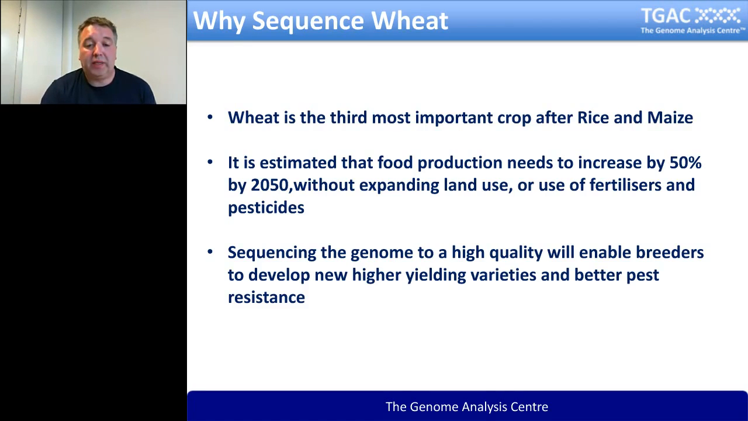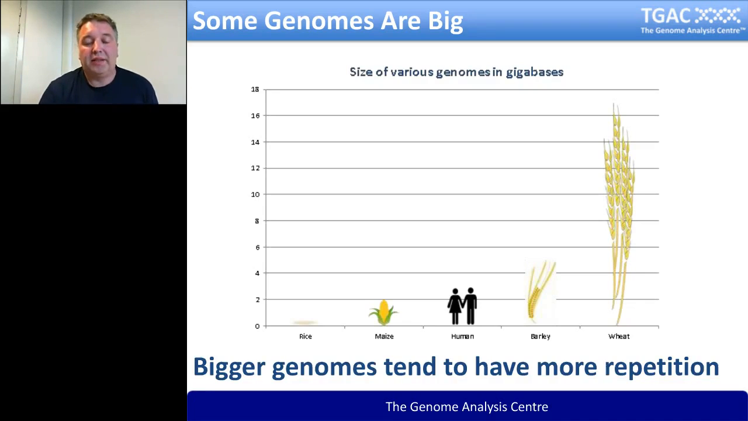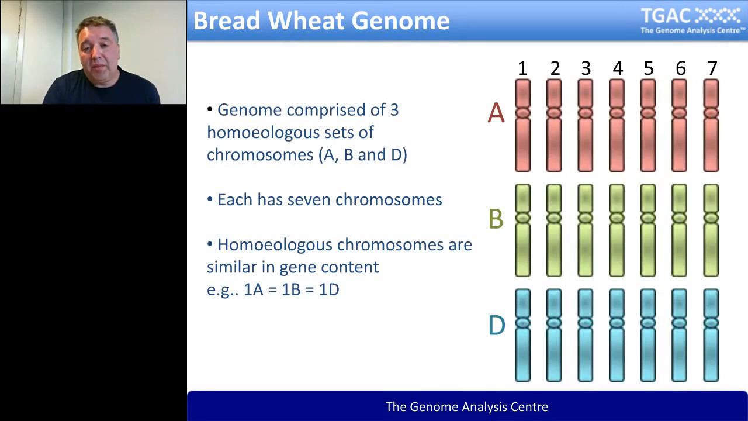However, the problem with wheat is the wheat genome is complicated. It's very big. It's about 5 times the size of human, and bigger genomes tend to have more repetition. And wheat is further complicated by the fact that it's a hexaploid, and it has essentially three subgenomes that are homologous to each other. Each genome has 7 chromosomes, and it's also very highly repetitive and is very GC rich.